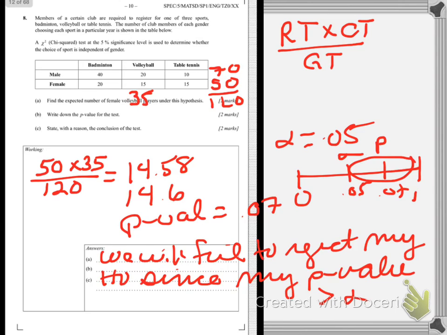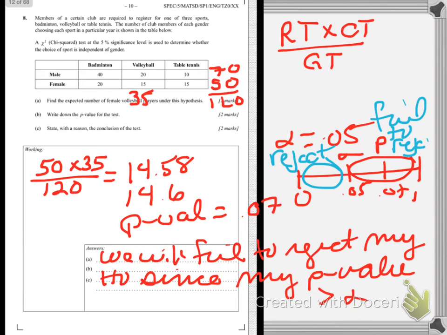Now, if you don't know the difference between a greater than and a less than sign, then write the word out. Okay, you have to remember that if it's before here, we reject. And if it's afterwards, we fail to reject. Okay, you have to remember that.